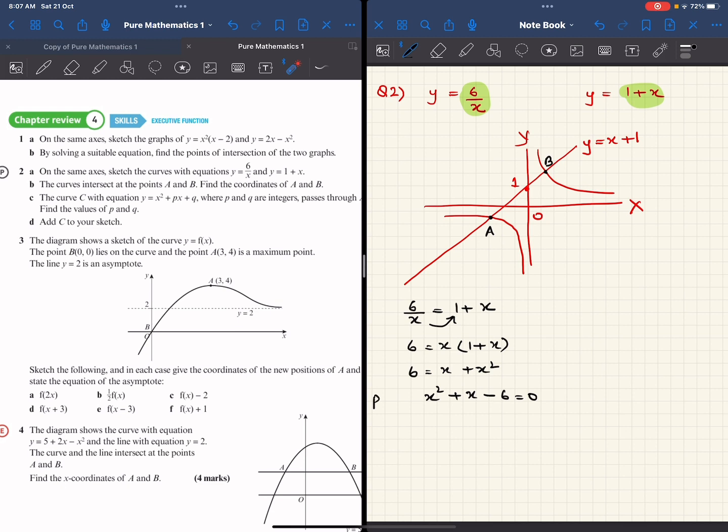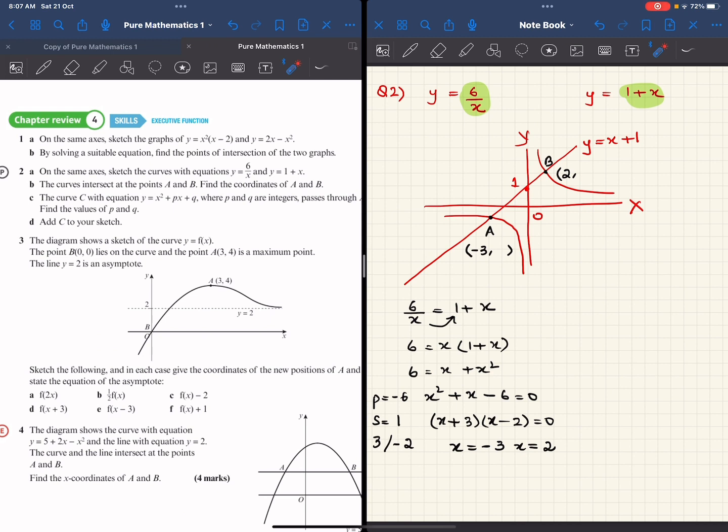Our product is negative 6, and the sum is the coefficient of x. So the numbers are 3 and minus 2. So the factors are x plus 3 into x minus 2 is equal to 0. Therefore x is equal to negative 3, x is equal to 2. So we got the x coordinates of the points of intersection of the two curves. This is in the third quadrant, so this will be negative 3 for x, and here x will be positive 2.